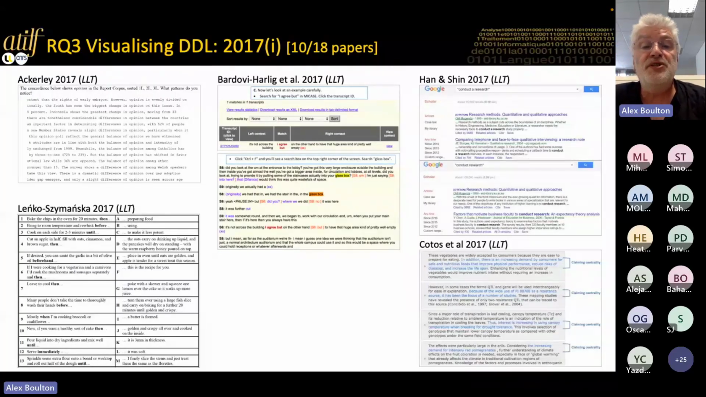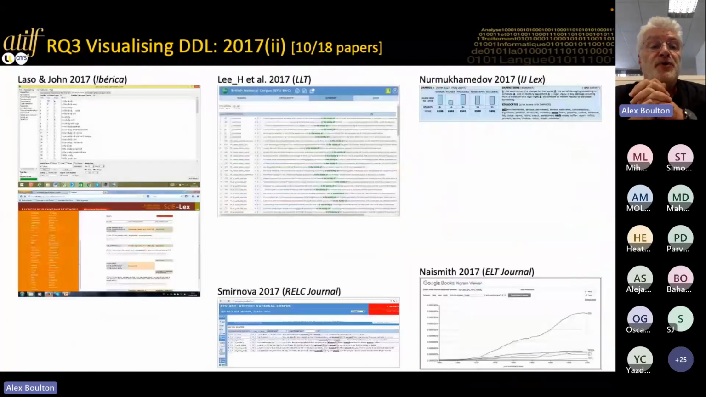And Kotos et al. was also interesting, a bit like Bardovi-Harlig, looking at pragmatics, but here particularly for moves and steps, if you're familiar with Swalesian terminology. So discourse, at the level of discourse. Also 2017, but from different sources. Lesu and John used AntConc, which we've seen before, but they used Sketch Engine as well. They were interested in bundles, so not keyword in context, but groups of words which occur particularly frequently.